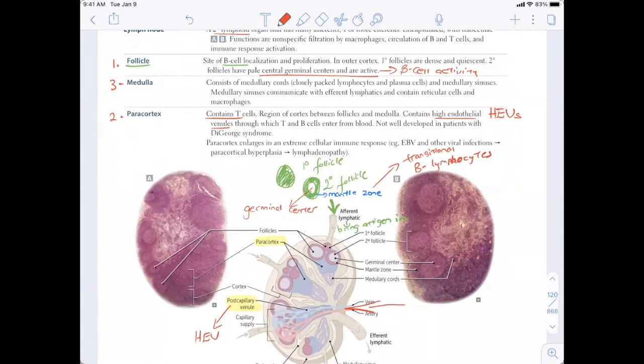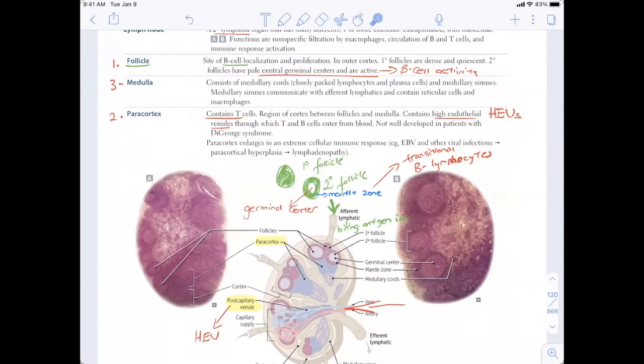It's a meeting place for the antigen and the immune cells in order for them to interact and start the immune response, okay? So obviously your afferent lymphatics are for bringing in the antigen, but your high endothelial venules, your HEVs, are for bringing the immune cells, which is your T and your B cells.